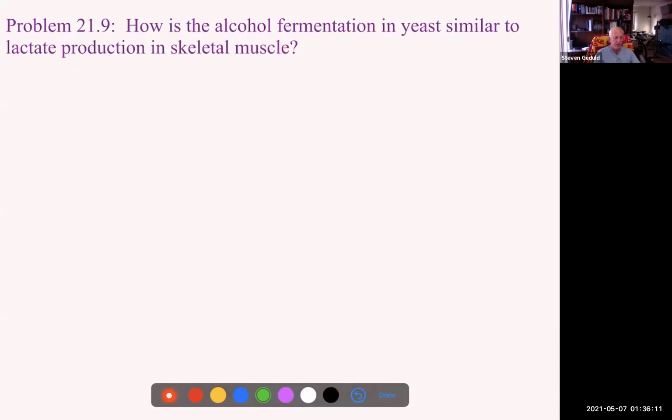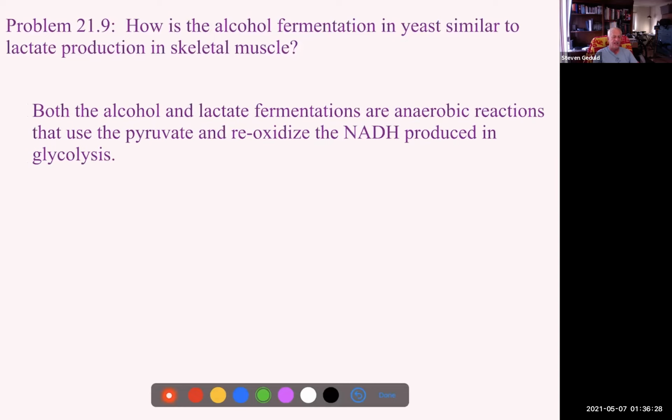Okay. So how is the alcohol fermentation in yeast similar to lactate production in skeletal muscles? They're both anaerobic fermentation. They both occur in the absence of oxygen. So both the alcohol and lactate fermentations are anaerobic reactions. They have to occur in the absence of oxygen. That's why when they make alcohol, they're in these big kegs, these big wooden barrels, and they're sealed. You don't open them until they're ready because you can't let oxygen in.